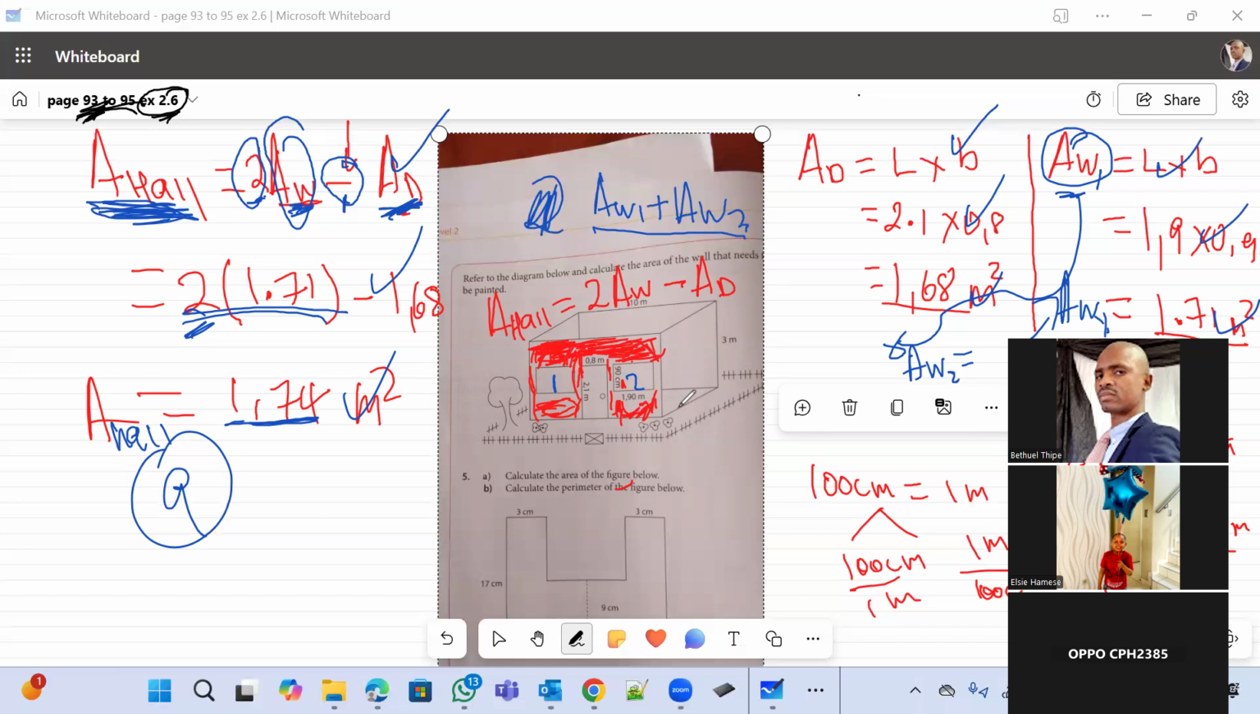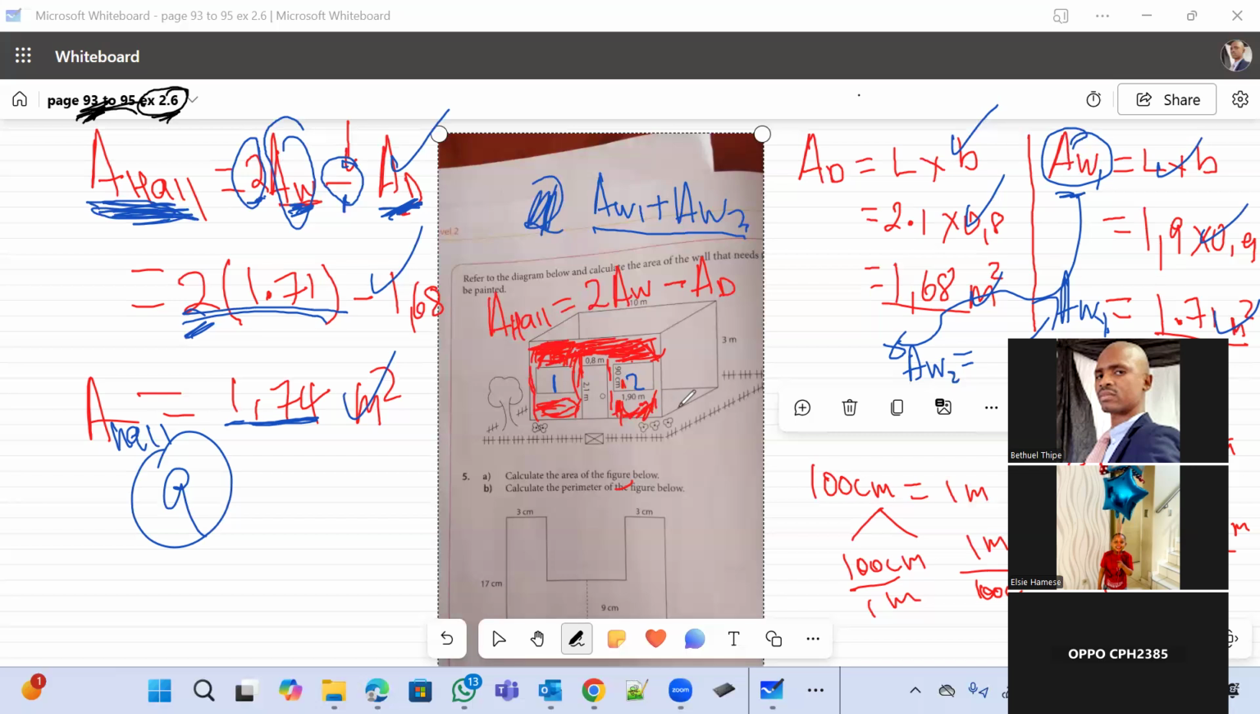Yes, then we refer on page 94. We refer to the diagram below and calculate the area of the wall that needs to be painted, which is the front wall. You must learn the art of reading the question before attempting the problem. Yes. Now I understand where you are going.